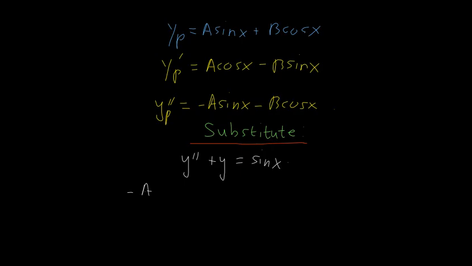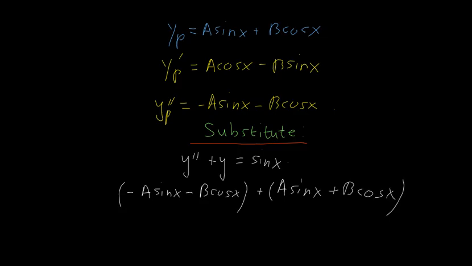minus b cosine x. Pen is acting weird. Well, hang in there, guys. The good part is coming. Okay, that's for y double prime. And then for y, we have y particular, a sine x plus b cosine x.